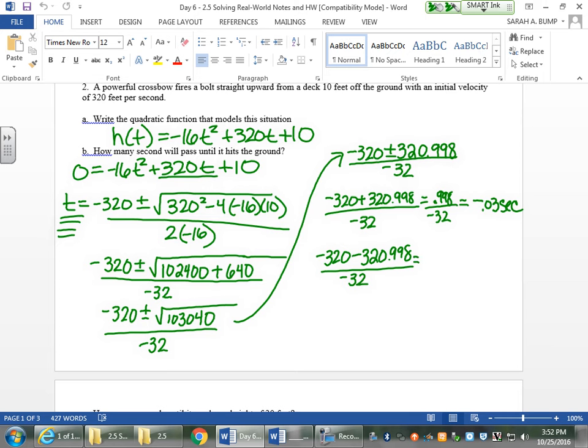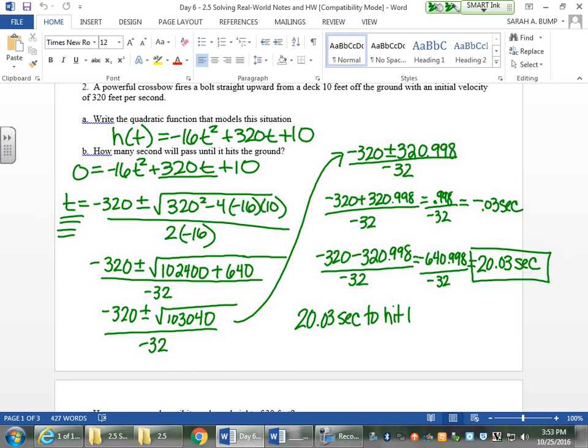And the other one, we're going to get negative 640.998 over negative 32. I'm doing that on my calculator right now. And that's going to give me positive 20.03 seconds. So one's negative, one's positive. The negative answer is not going to make sense hitting the ground. So the positive answer is the one that we're going to use. It'll take 20.03 seconds to hit the ground.